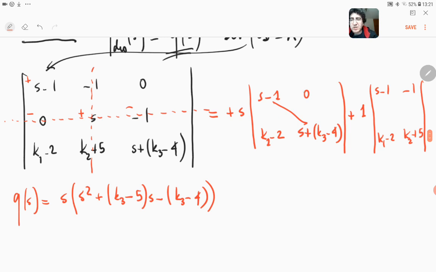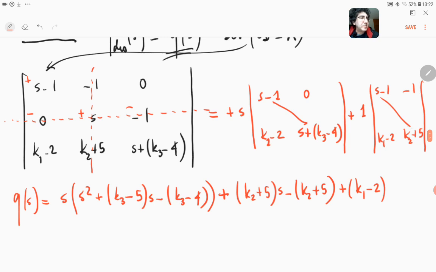Minus 0, because we have a 0 entry over here, plus the second determinant here, which is K2 plus 5 times S minus K2 plus 5, and simply plus K1 minus 2, because we have this multiplication minus this multiplication, and we already have a minus sign here. Okay.